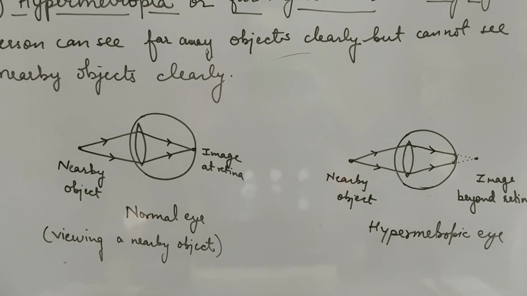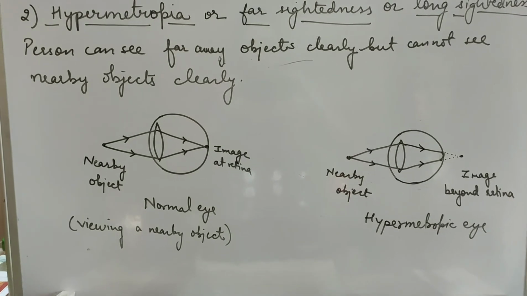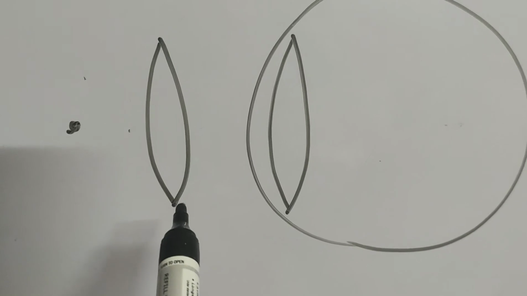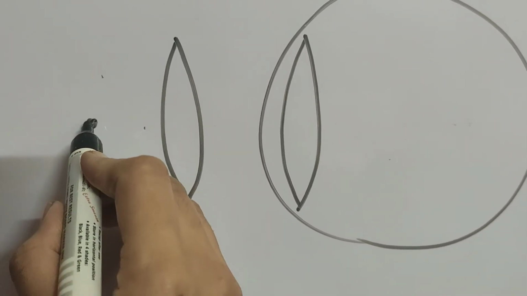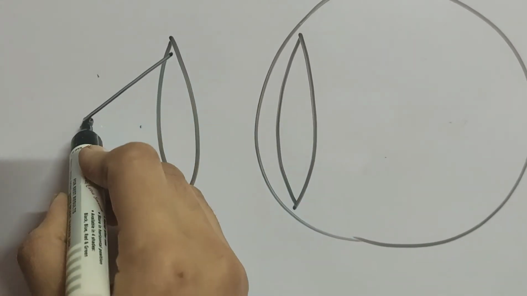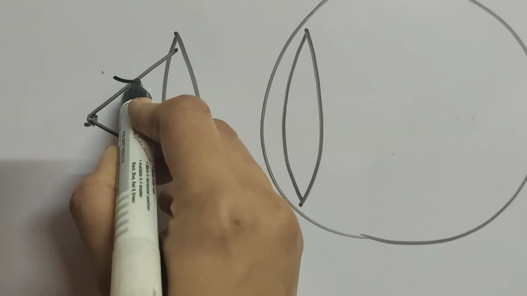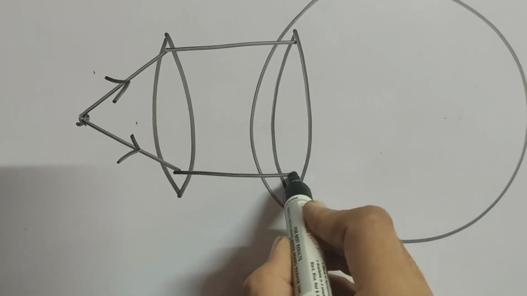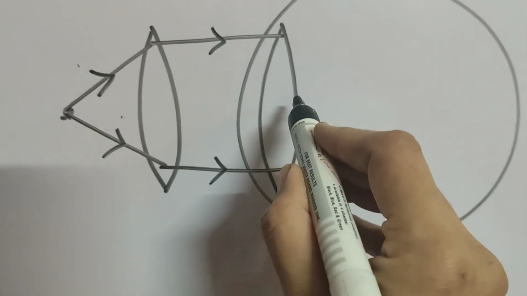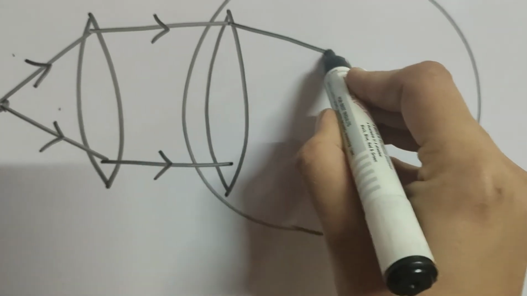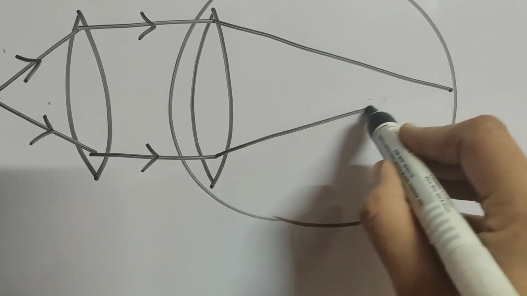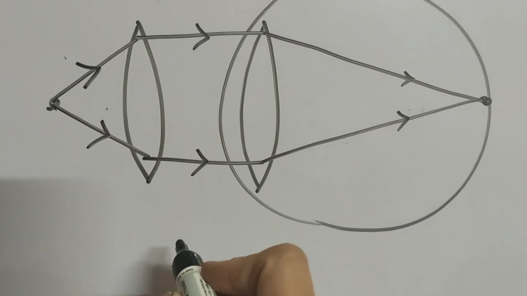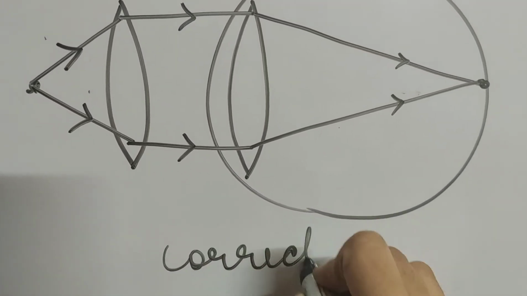So this can be corrected by using a converging lens or a convex lens. So this is a convex lens or a corrective lens for hypermetropia, and this is the nearby object. So when light rays fall on this corrective lens or convex lens, they will bend and fall on the eye lens, and this eye lens will perform further bending of these light rays and the image will be formed exactly at the retina. So this is the corrected eye for hypermetropia.